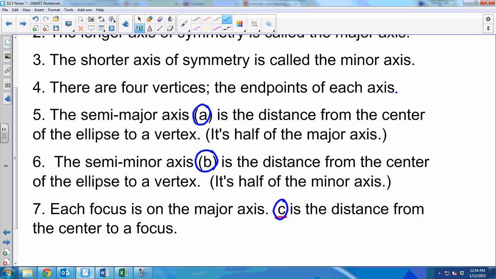All right, when you're done with your properties, go ahead and change your note sheet over to the back of that page. There's a table we're going to fill out. That way I know you're done with the property.